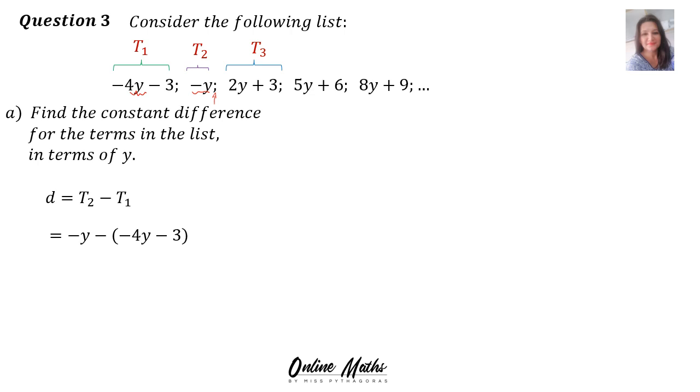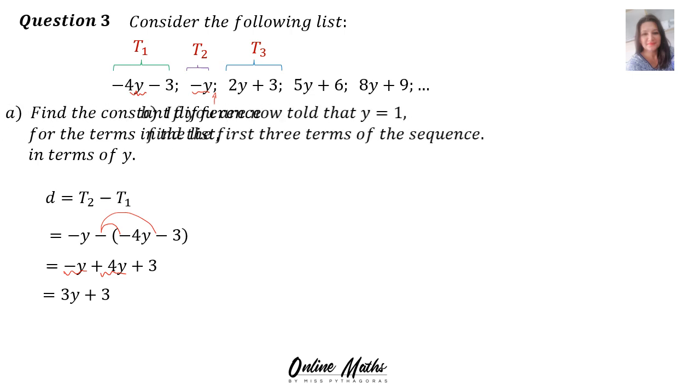t2 is -y minus bracket term 1, which is minus 4y minus 3. And then you can multiply in this negative, and you end with -y plus 4y plus 3, and then you can add your like terms. -y plus 4y is 3y plus 3. And there is d, the constant difference in terms of y.